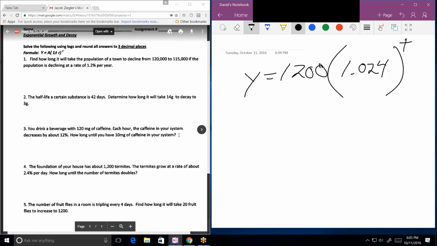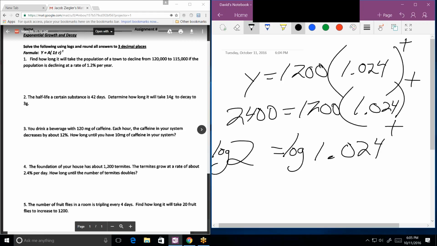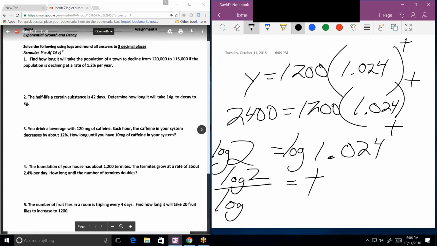So give me Y. So Y is 2,400, exactly. Next step. Divide by 1,200. Which means 2 equals 1.024 to the t power. Next step. Log both sides. Next step. Move t to the front of log. What's t going to equal? It's going to be log 2 over log 1.024.